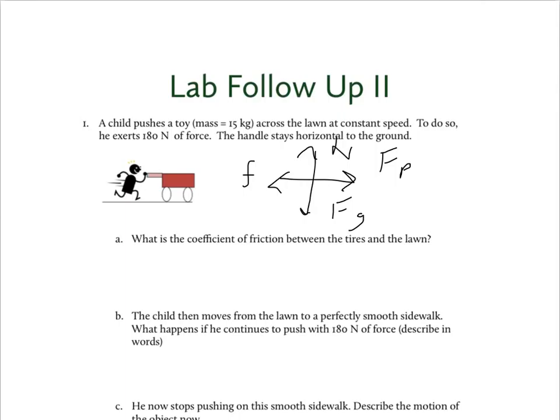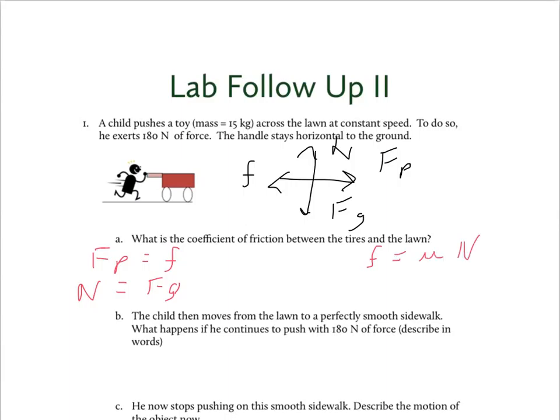Now, we want to know the coefficient of friction between the tires and the lawn, so that means we actually have to figure out a couple of things. First of all, let's note that in the x direction, the pushing force completely balances the friction force. And in the y direction, the normal force completely balances the force of gravity. And this actually lets us get started on figuring out a couple of things, because ultimately we're going to use the fact that friction is mu times N.